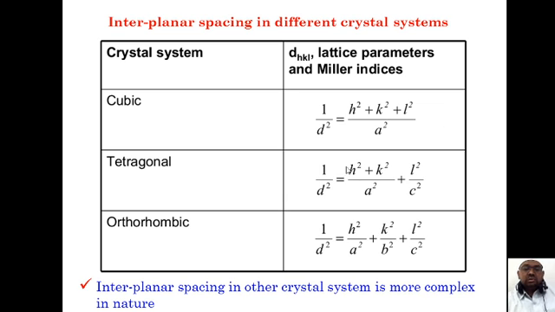For the tetragonal system and the orthorhombic system, you have to use their own formulas. The interplanar spacing in the other crystal systems is more complex. For these three crystal systems it is okay to have this mathematical expression. There are seven crystal systems, and for the others the interplanar spacing is a bit complex, so you need not worry about that derivation. As far as our syllabus is concerned, we concentrate on cubic, tetragonal and orthorhombic, and particularly on the cubic crystal system interplanar spacing.